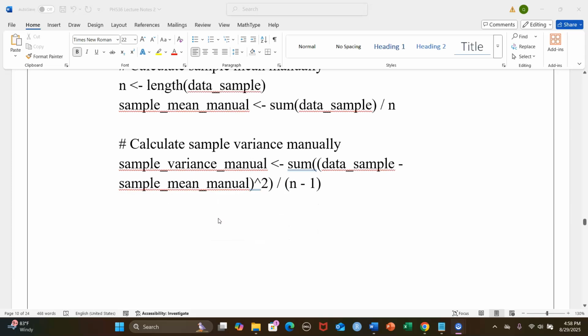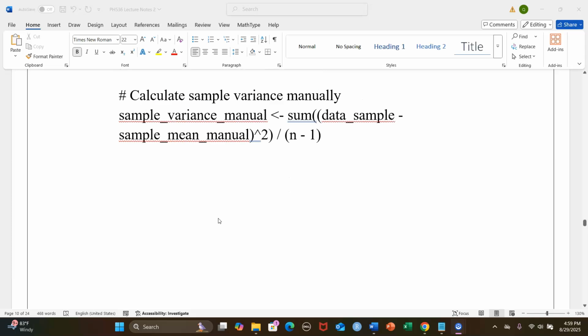Also, you can use the formula to calculate the sample variance manually. Basically, you calculate the sum of the squared differences between each element of the data sample and the sample mean, then divide by n minus 1.